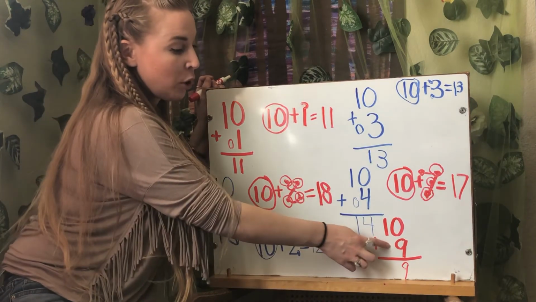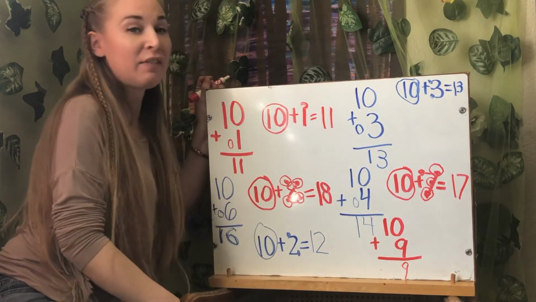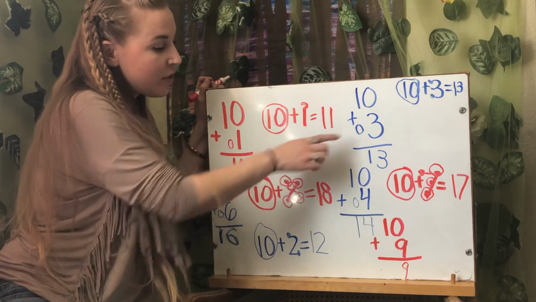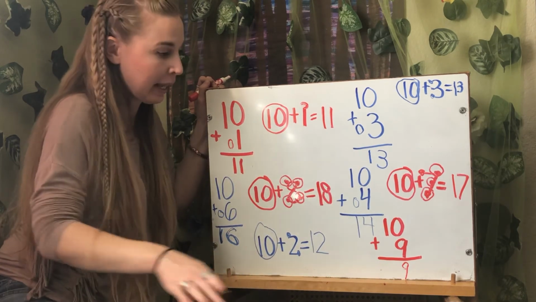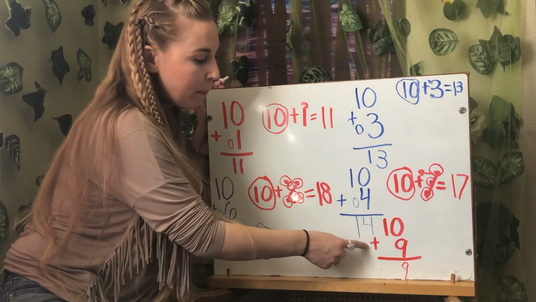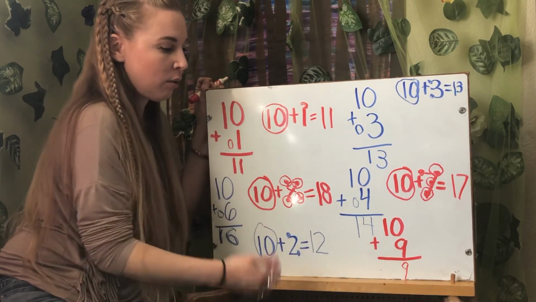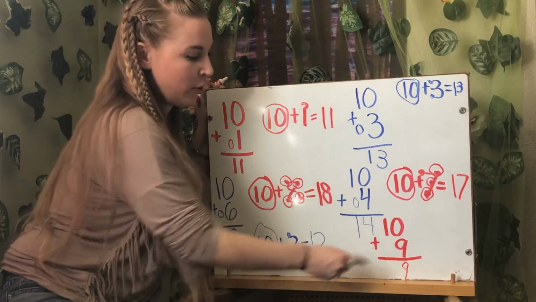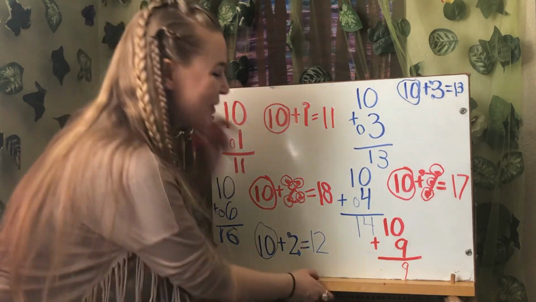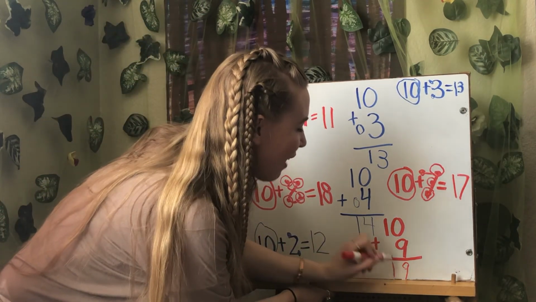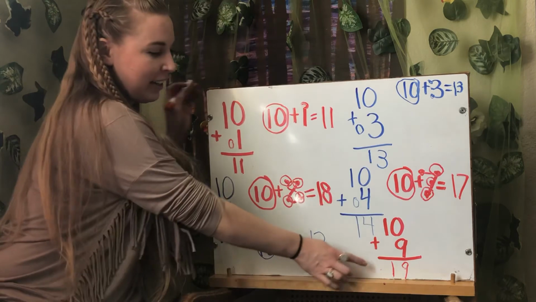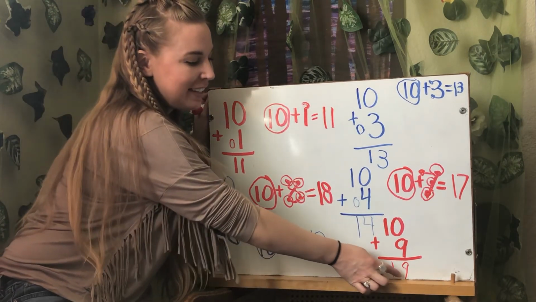Okay, now remember, you can add a 0 or you can leave it blank. I had been adding the 0, so this time I'm just going to leave it blank. So 1 plus 0, or nothing because there's nothing there, what is it? 1 plus 0 equals 1. So when we have 10 plus 9, it equals 19.